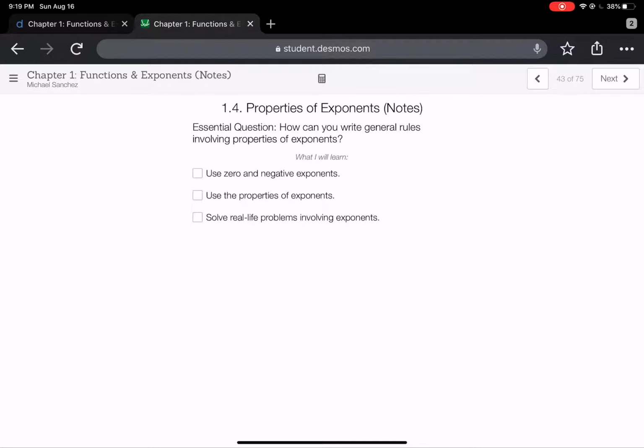Welcome to Chapter 1, Section 4, Properties of Exponents. Our essential question is, how can you write the general rules involving the properties of exponents? What you're going to learn is how to use the zero and negative exponents, how to use the properties of exponents, and how to solve real-life problems involving exponents.